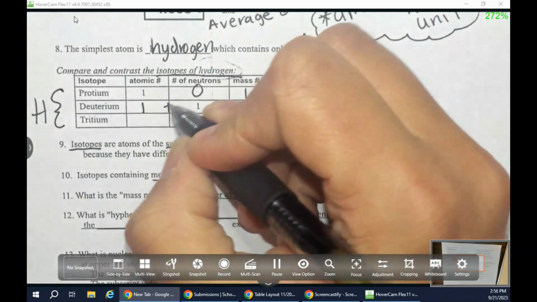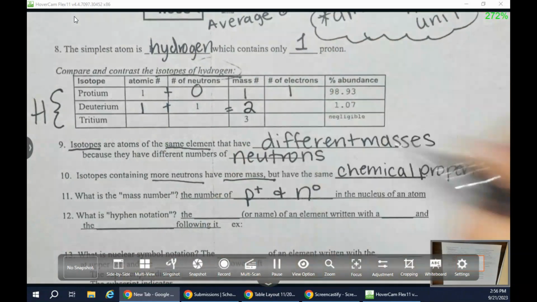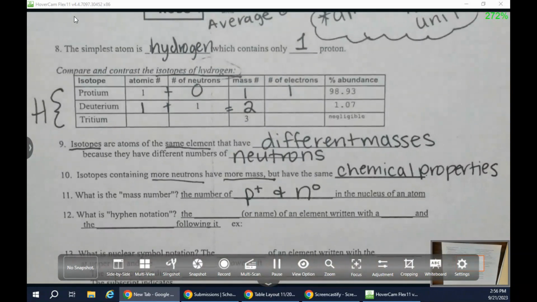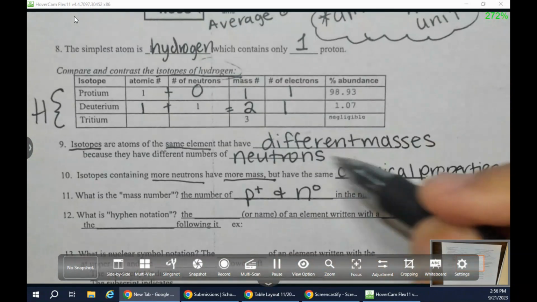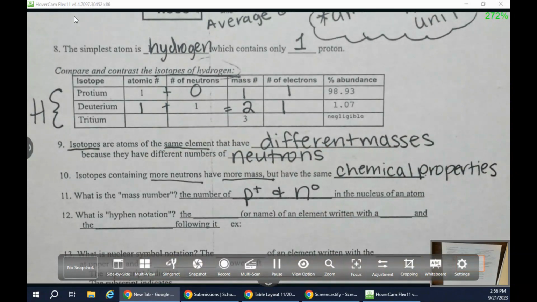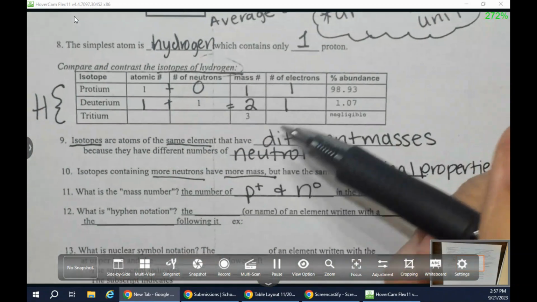Remember, you add them together. Yep, 2. Good. How many electrons do I have? Still 1. Good. Electrons are very, very tiny in comparison to our protons and neutrons. That's why we don't really count them towards the mass. They contribute a little bit, but it's so tiny that it's pretty much negligible, especially when you're starting out in chemistry.